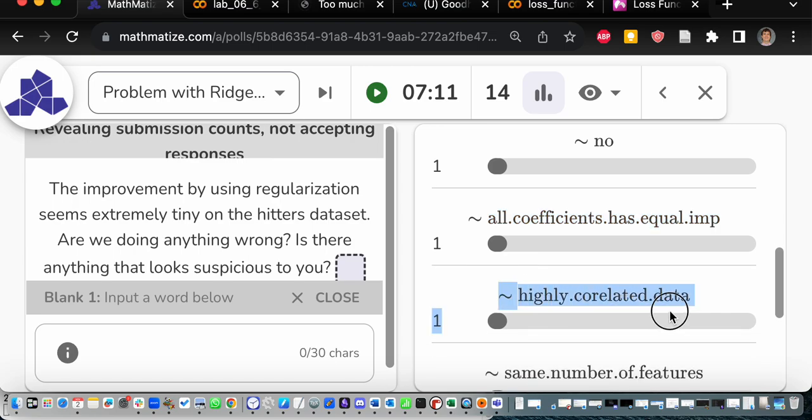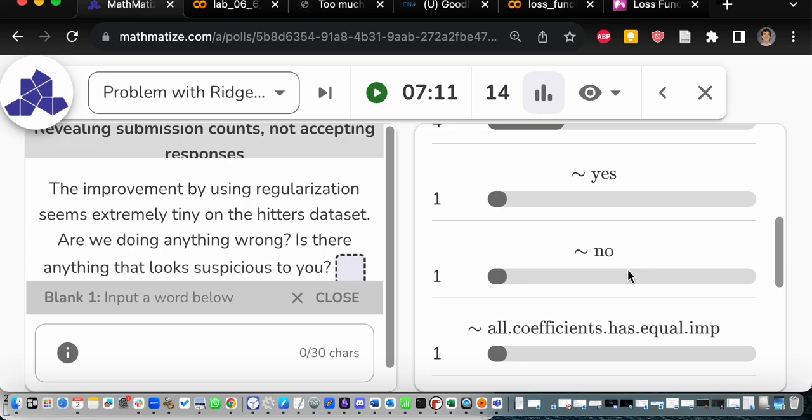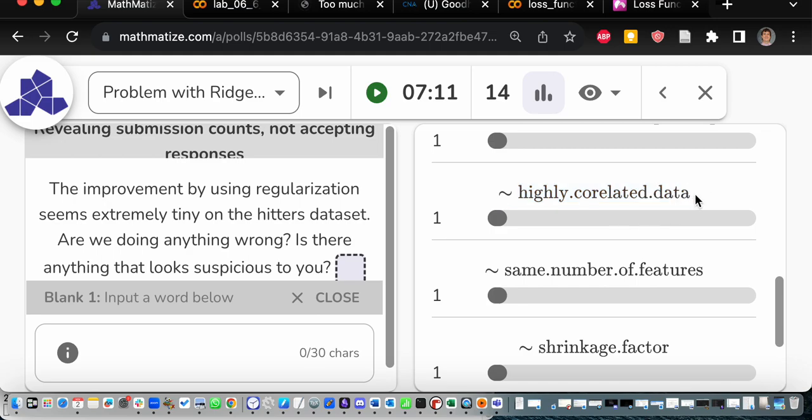Highly correlated data. Again, this is the same kind of idea as multicollinearity, and I guess you guys are warned about this like a boogeyman, like it's going to come get you. The highly correlated data will come eat you at night when you're sleeping. I don't think this has anything to do with highly correlated data. It's a good guess, and we'll talk about when you have highly correlated data, it does something, but it doesn't do the things we're seeing.